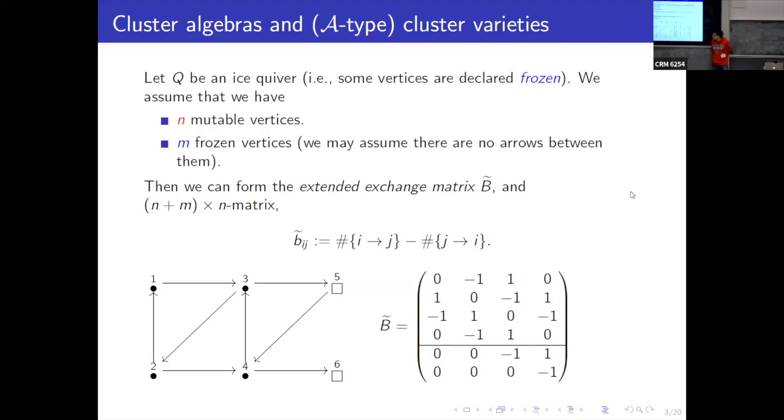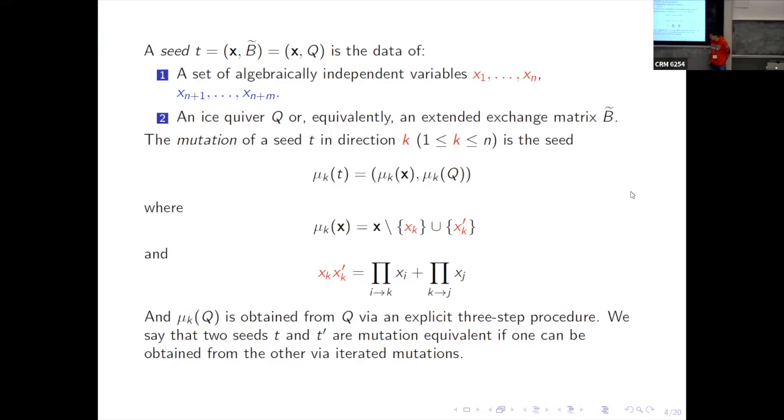And instead of having the quiver, we can have an n plus m times n matrix that just tells you how many arrows are between different vertices of the quiver. Since we have declared vertices 5 and 6 frozen, I don't need to complete this to a square matrix. I just have to remember that the last few rows are the frozen. And to form the cluster algebra, besides this quiver, or equivalently the so-called extension matrix, we need some variables. So a seed is the data of the quiver or the extension matrix together with some algebraically independent variables. So we have n mutable and m frozen.